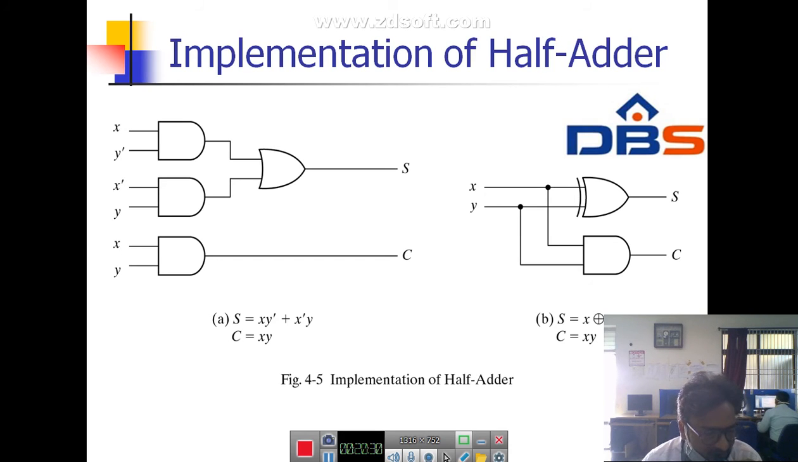The low order bit of the sum may be named HS, and the higher order bit may be named Co, that means carry out. So we can call it the carry out. We can write the following equations for the sum and carry out functions. HS is equal to x XOR y, that is nothing but x dot y bar plus x bar dot y, and the carry out is nothing but x into y.